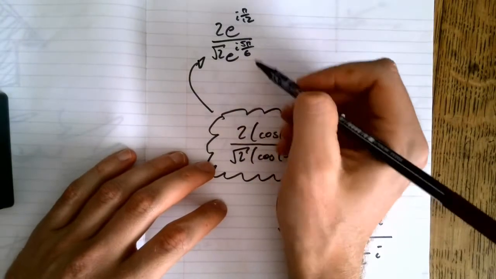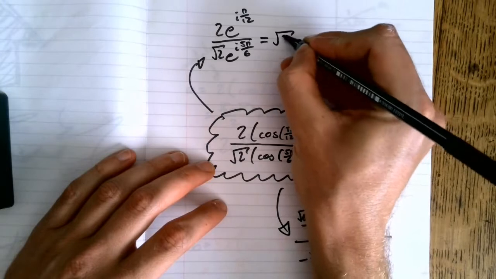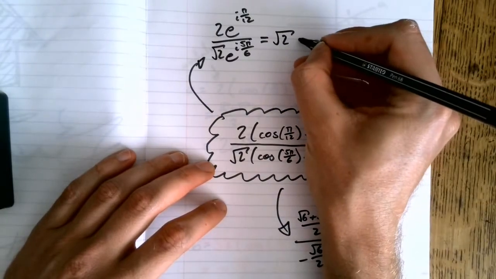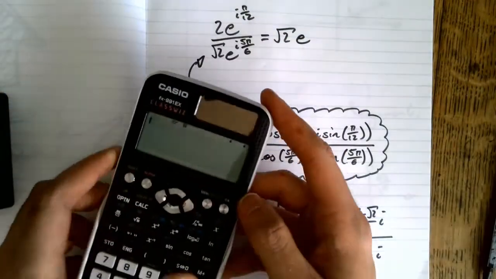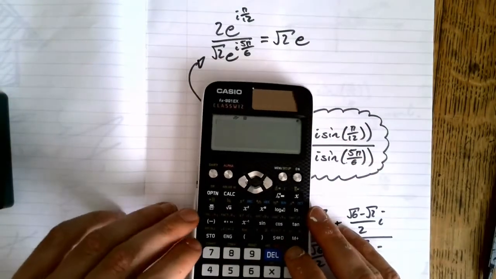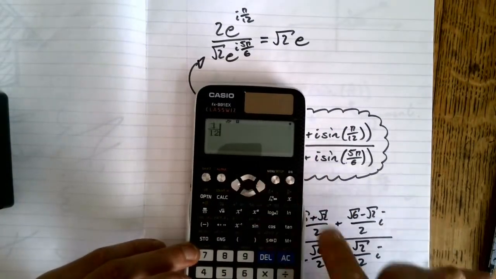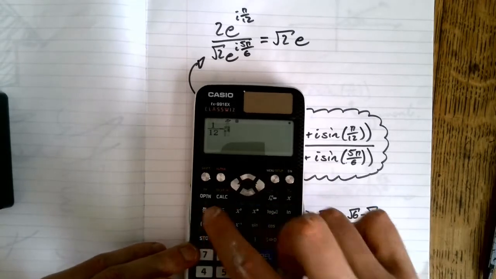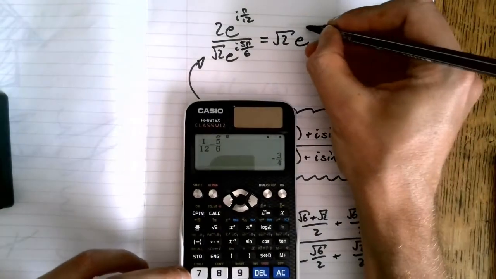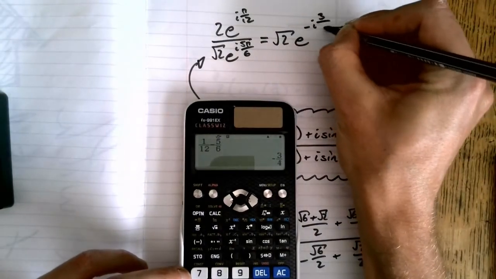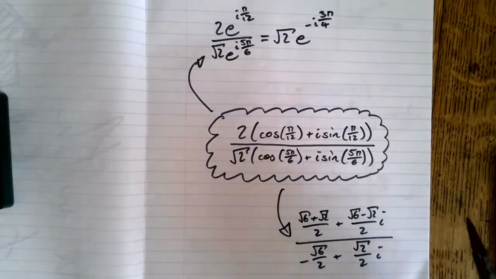So we can treat the powers just as we would at GCSE. We've got 2 divided by root 2 is root 2, and when we divide powers we subtract them, so we need to do pi by 12 minus 5 pi by 6. I'm just going to do a 12th minus 5/6 on my ClassWiz, negative 3/4 pi i, like that.